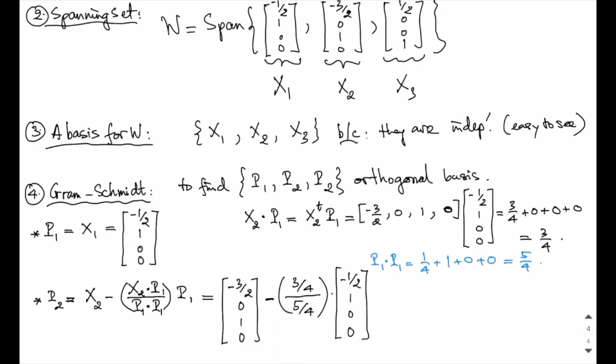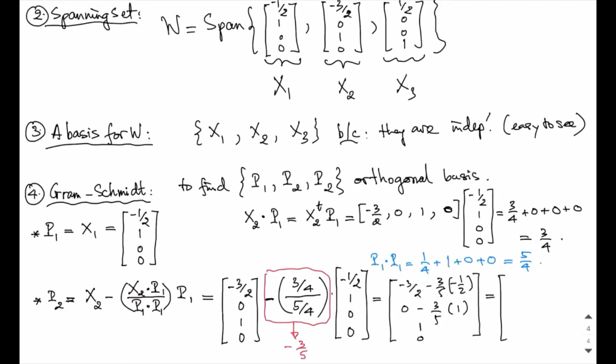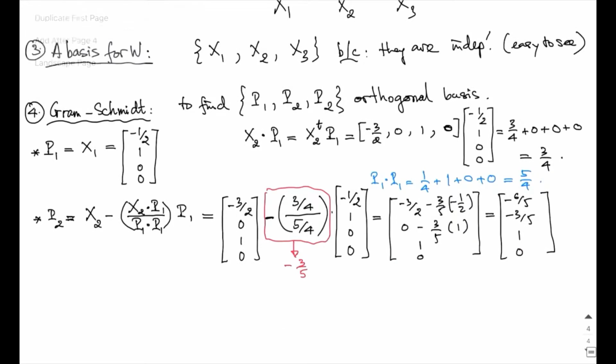And now it's just some computations. All right, so the whole thing here, if you simplify it, you are going to get minus 3/5. Right? And so we are going to get negative 6/5, negative 3/5, 1 and 0. Okay, so next we are going to compute P3.